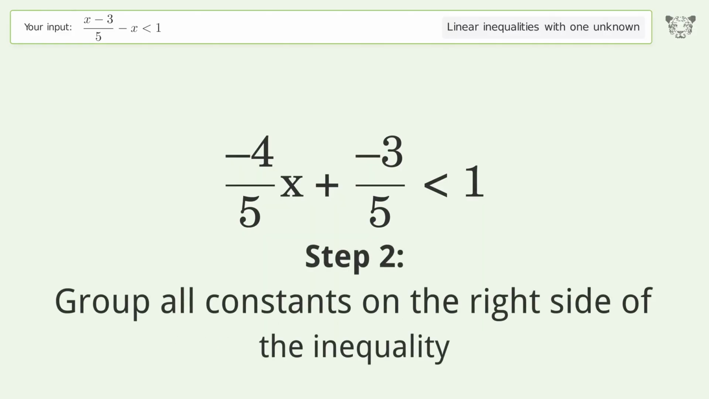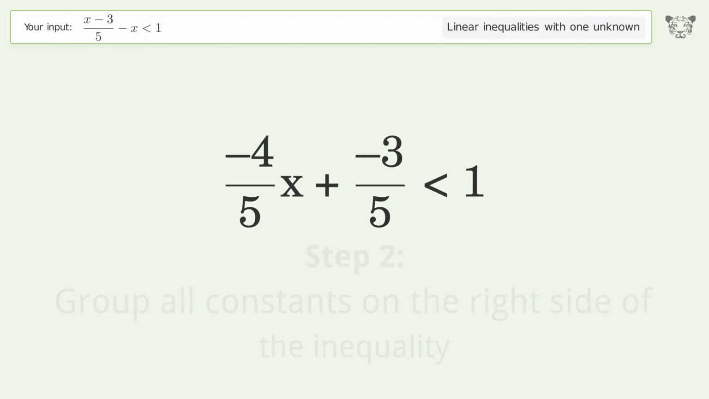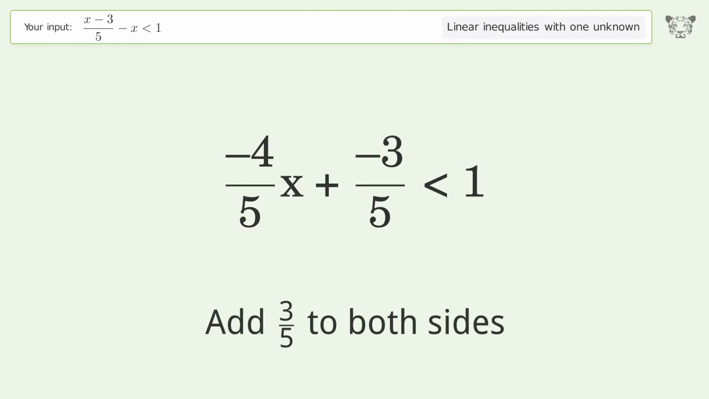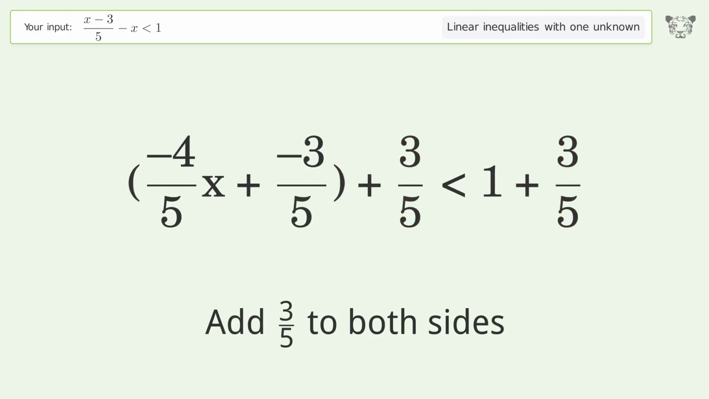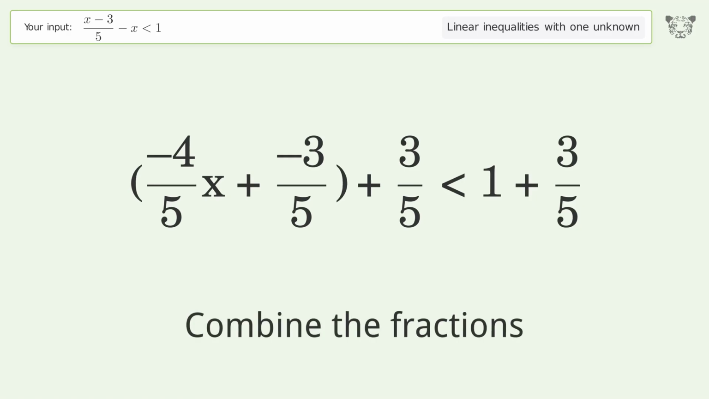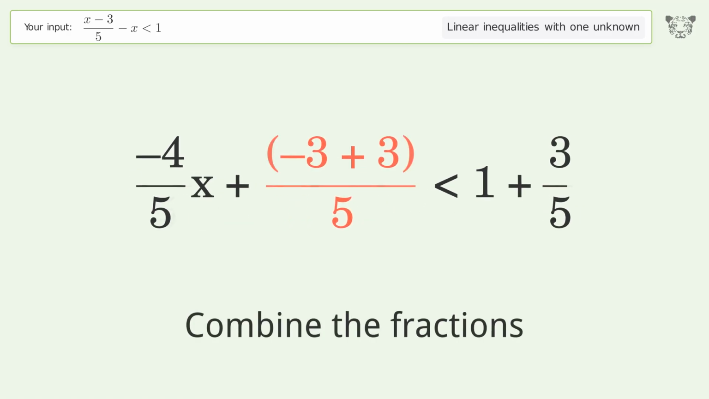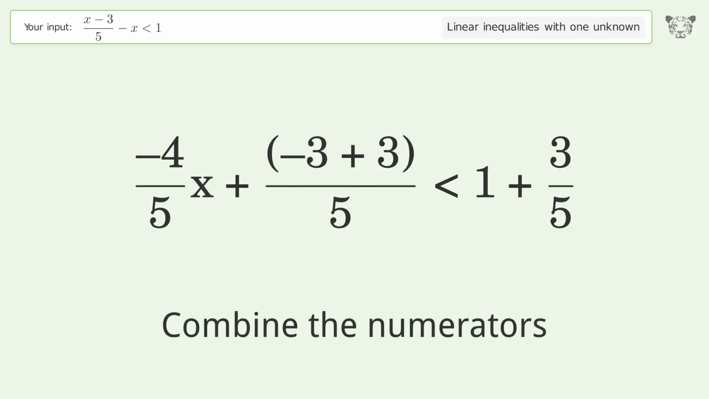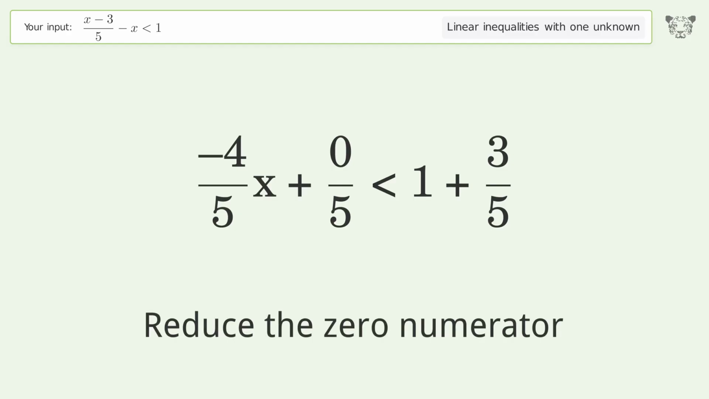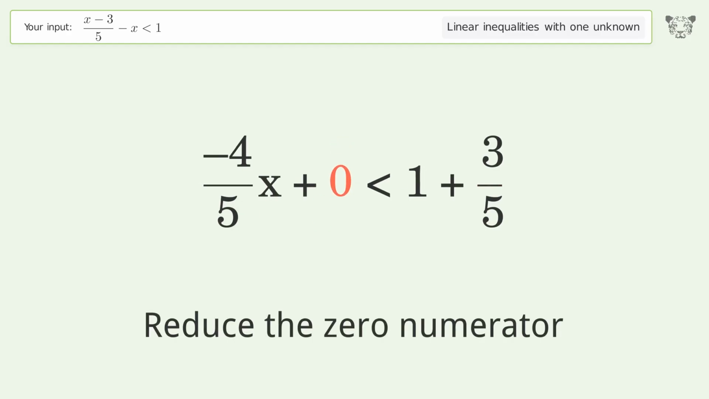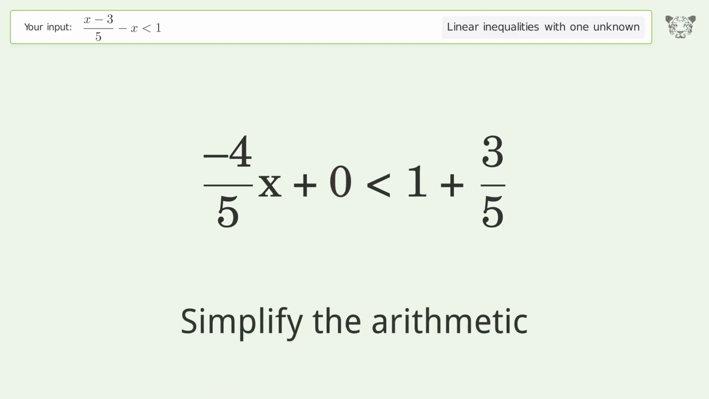Group all constants on the right side of the inequality. Add 3/5 to both sides. Combine the fractions. Combine the numerators. Reduce the zero numerator. Simplify the arithmetic.